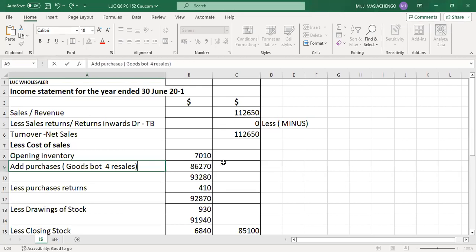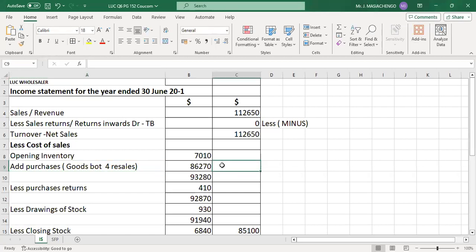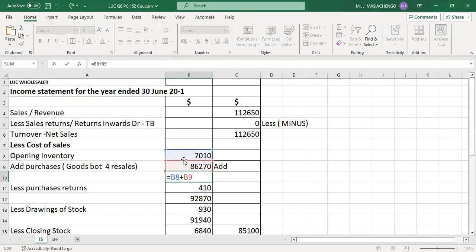So we are going to add the two. When you're saying add, it means we are adding. When we say less, it means we are subtracting. So this one is add. Add means add. I think that's the simple definition for this one. So we are saying the opening inventory plus this one, you get this one. You can actually see on the Excel, it's B8 plus B9. So we are adding the two. Is it making sense? That's the answer for this one.